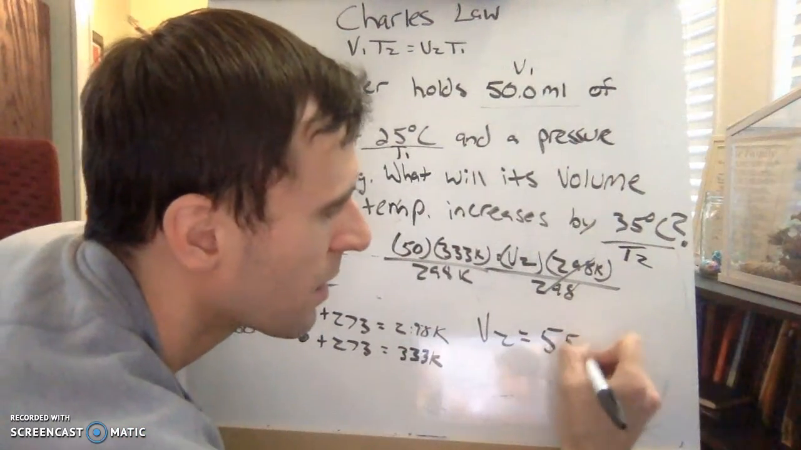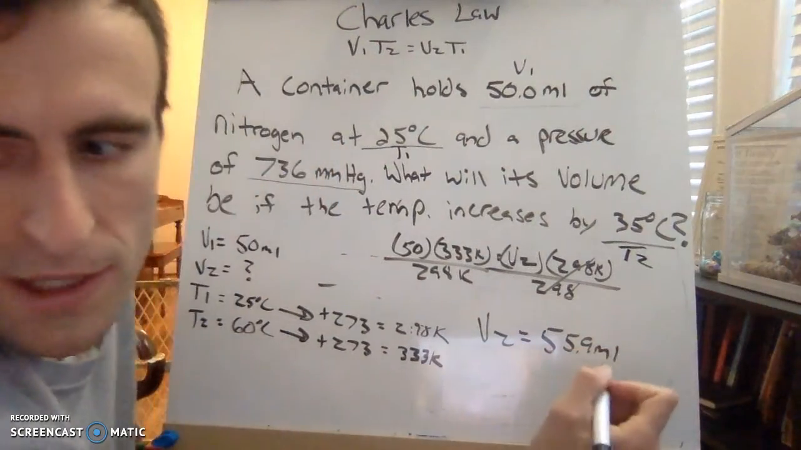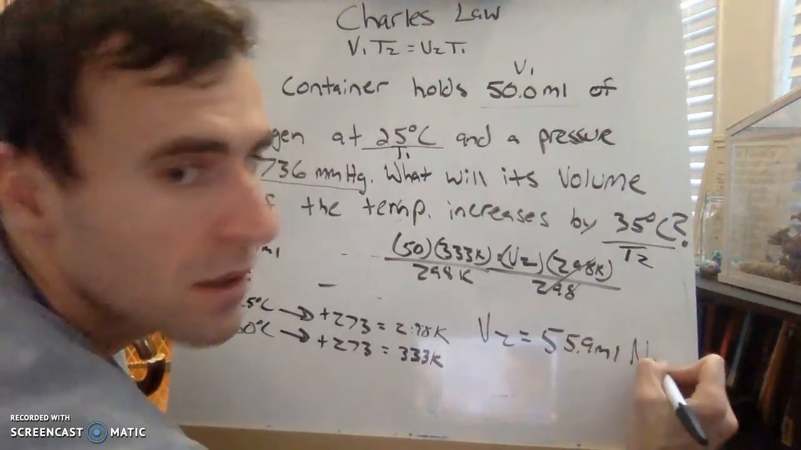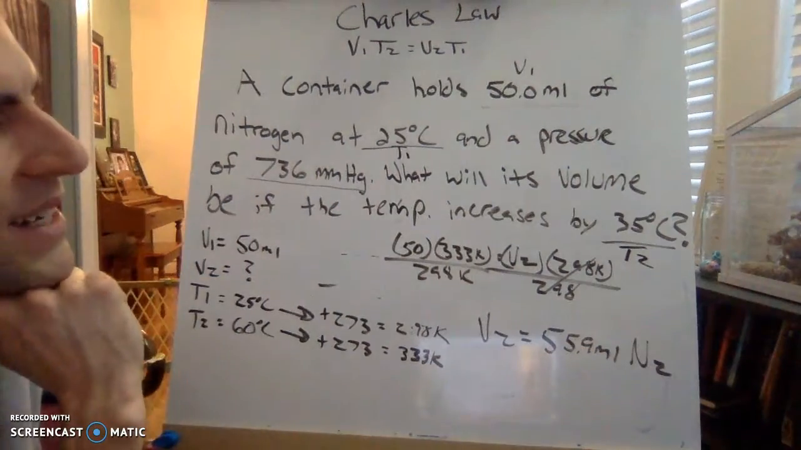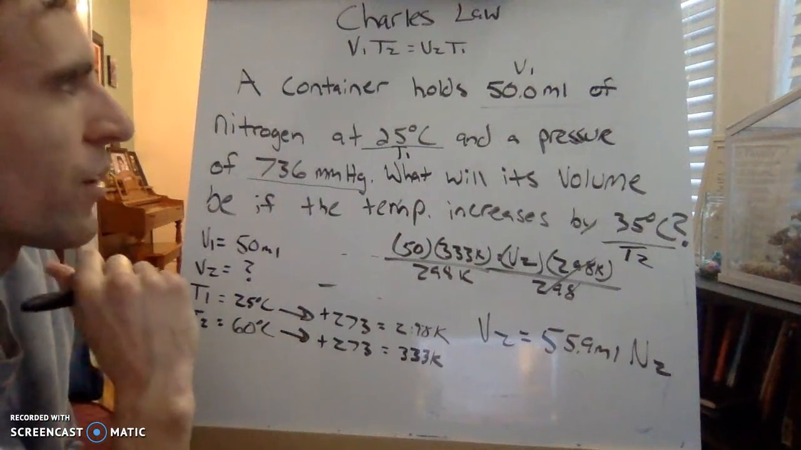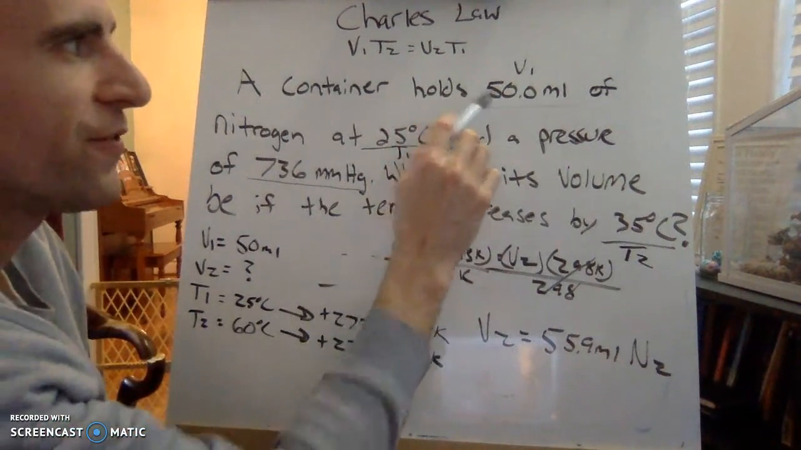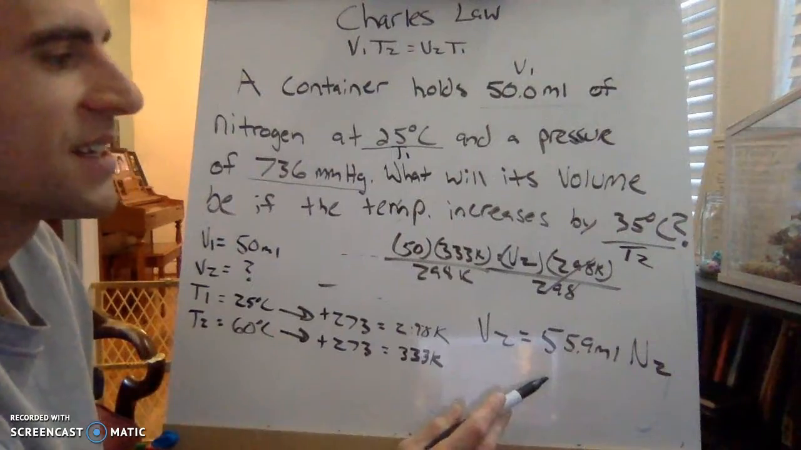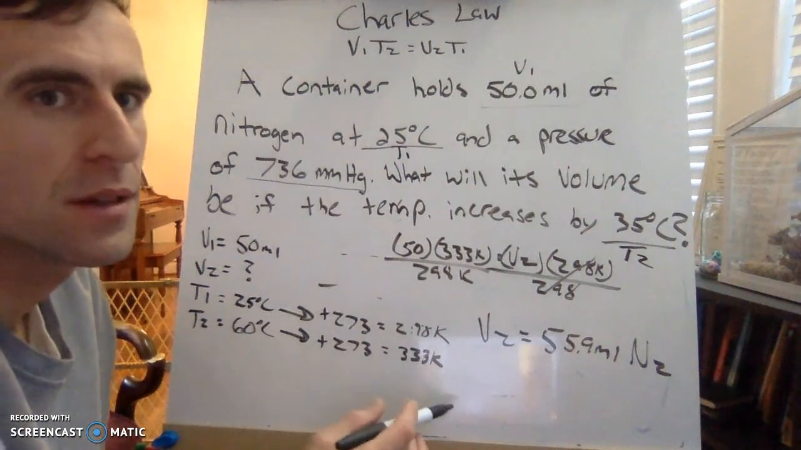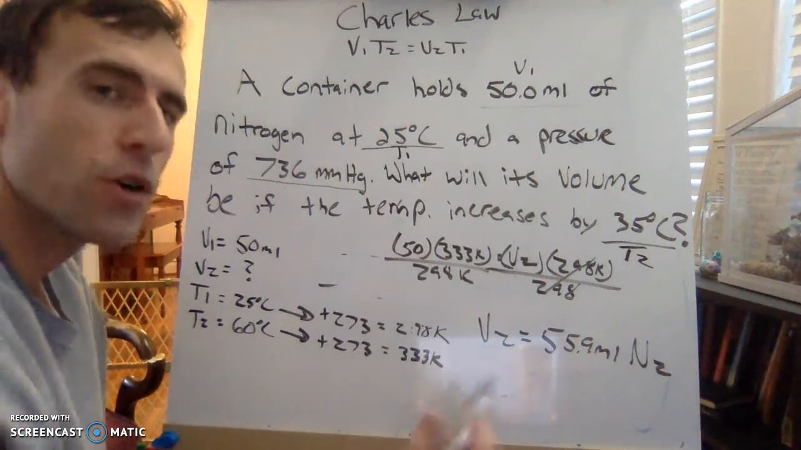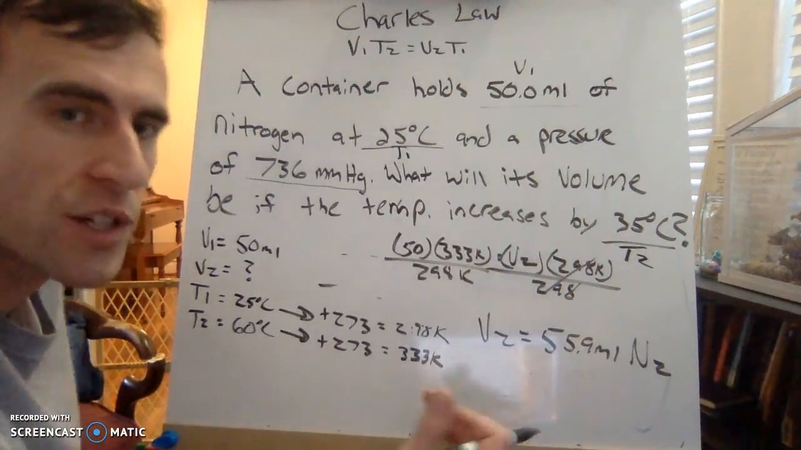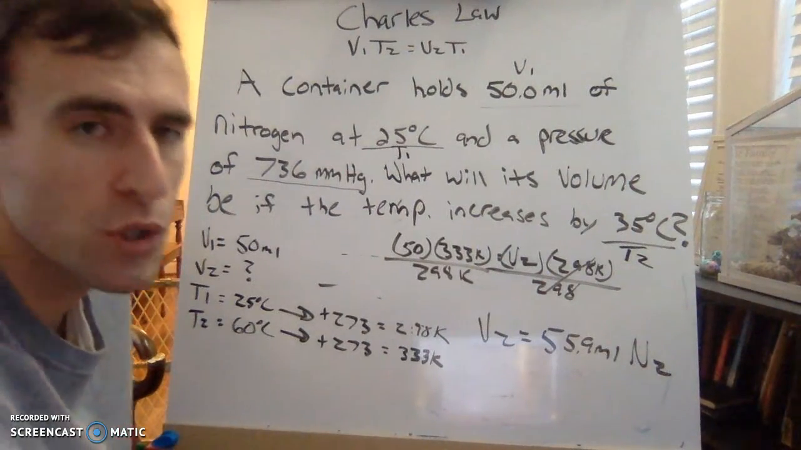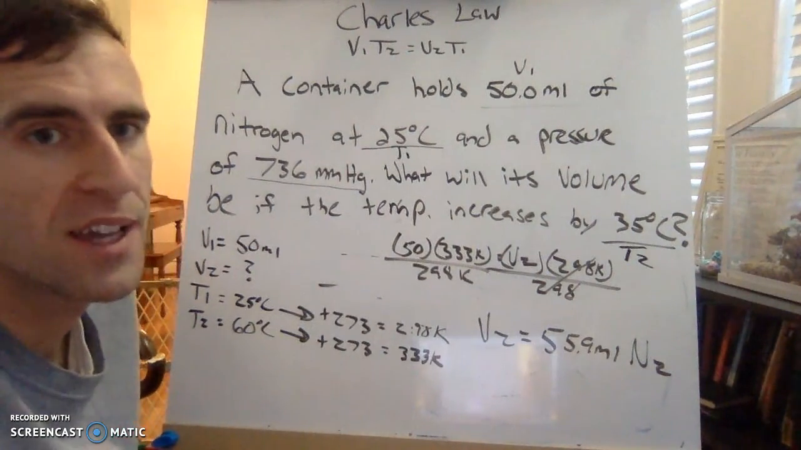Our answer for V2 should be 55.9 milliliters of nitrogen. So it went from 50 to 55.9. That's an increase in volume. The temperature increased, the volume increased. That's an easy way to check your work. As long as it stays directly proportional, you know you did it right.